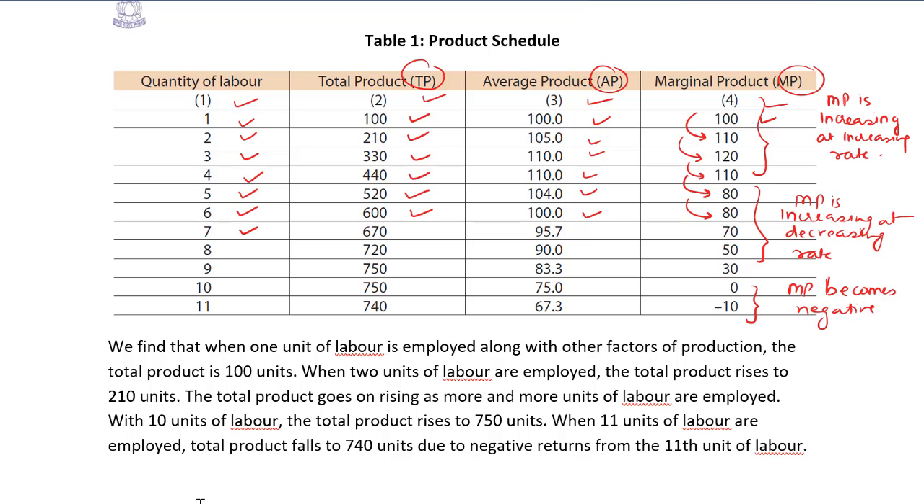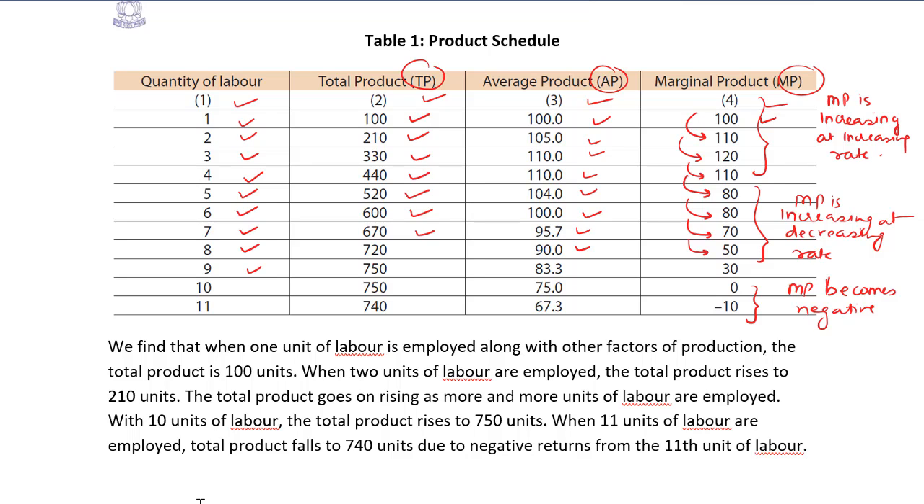When the seventh unit of labor is included, the total product went to 670. The 70 is the addition, so marginal product is 70. The average is 670 divided by 7 equal to 95.7. When the eighth unit of labor is included, it becomes 720. 670 and 720, the difference is 50. So marginal product is 50. And the average is 720 divided by 8, so the average is 90.